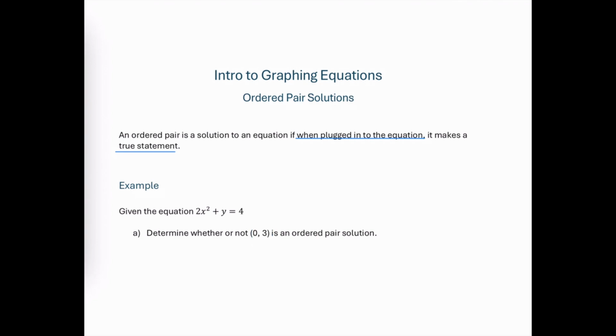In order to do that, we're going to use the fact that an ordered pair is in the order x, y like this, and we'll plug in x is equal to 0 for every x in the equation, and y is equal to 3 for every y value in the equation to determine whether or not that makes a true statement.